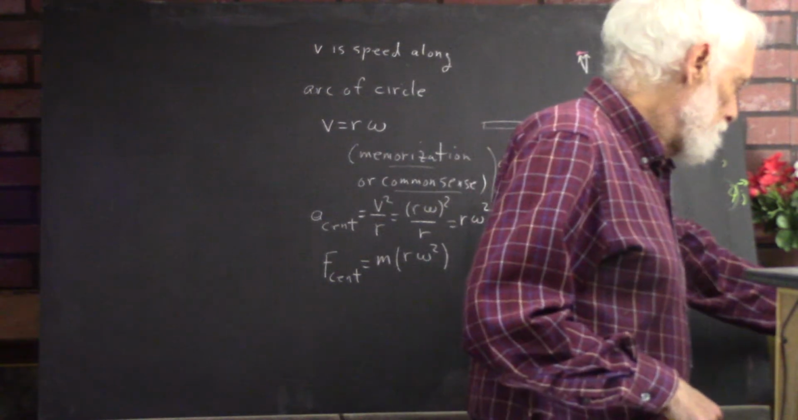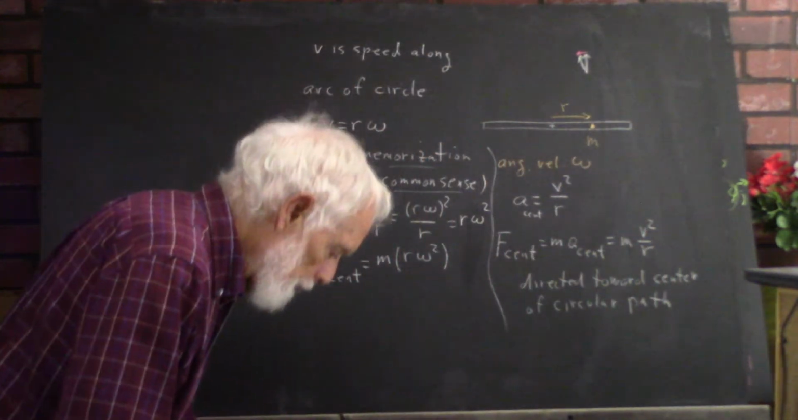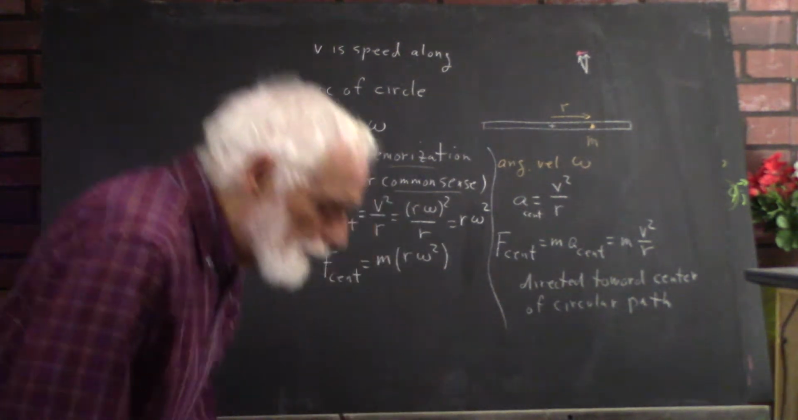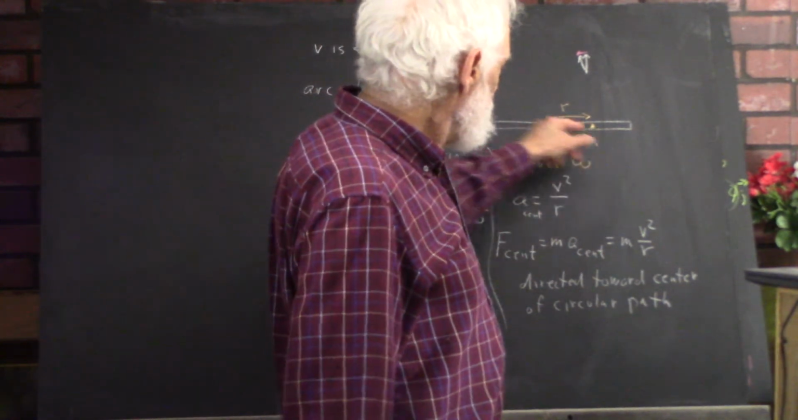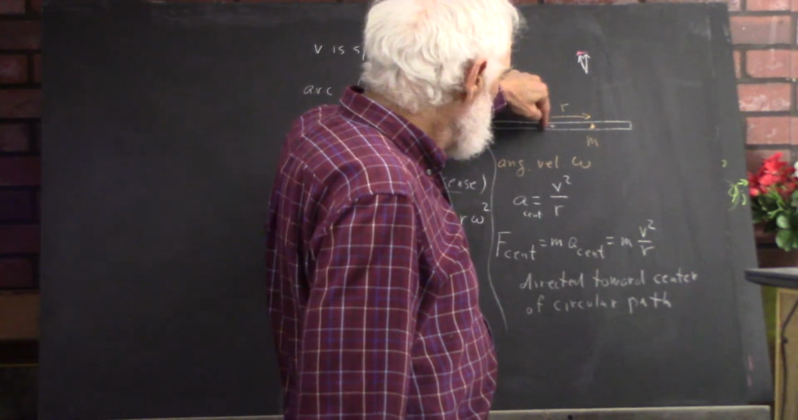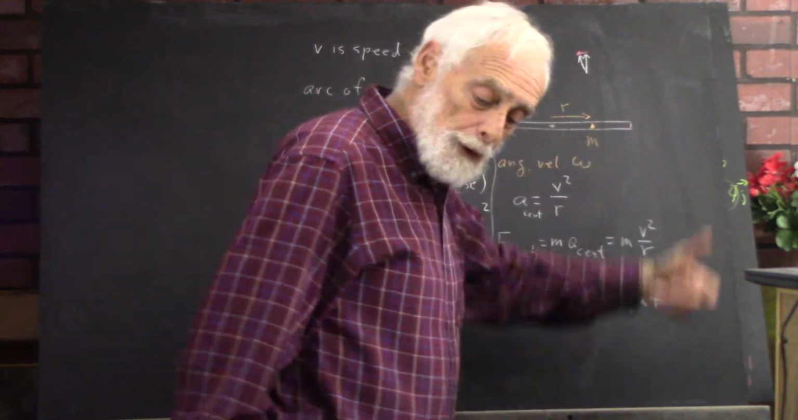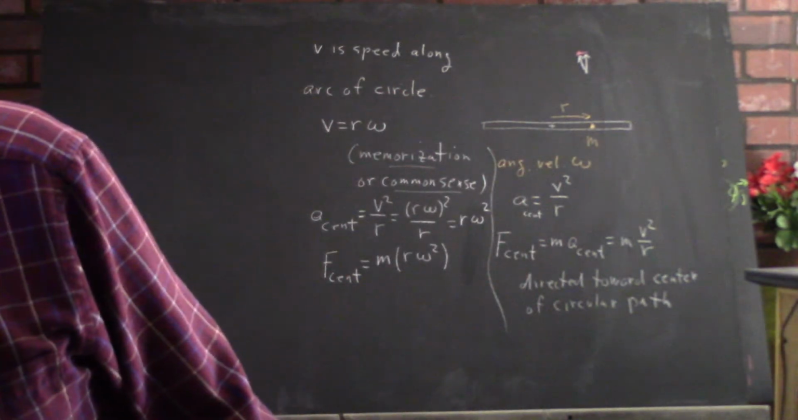If we've got a rotating beam, and maybe I can find my domino down here. Okay, we've got a rotating beam with a mass m at distance r from the axis, angular velocity omega. We want to calculate the centripetal acceleration.